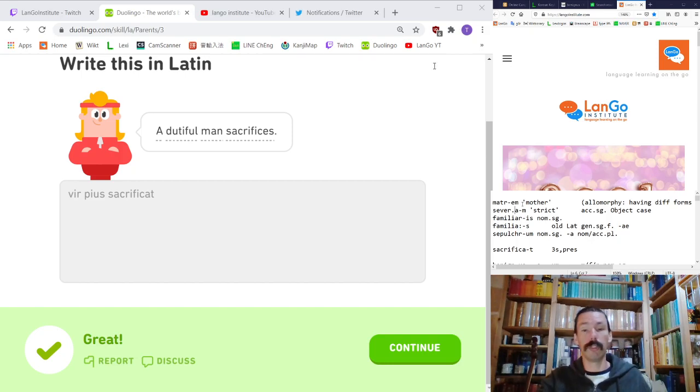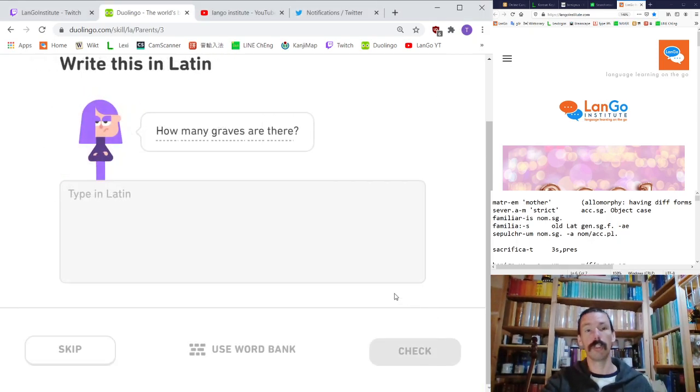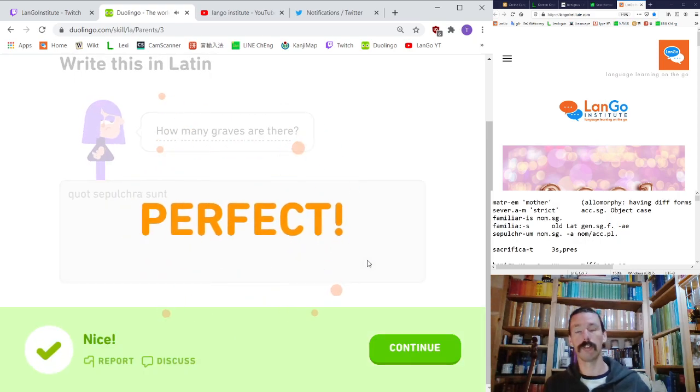Alright, vir pius sacrificat. How many graves? We saw quot. Think of our word quotient as a derivative of this. Quot means how many. Graves are there. Sepulchra, because it's got to be plural, and this is a neuter noun. Are there, we'll just put sunt, they are. Exist.